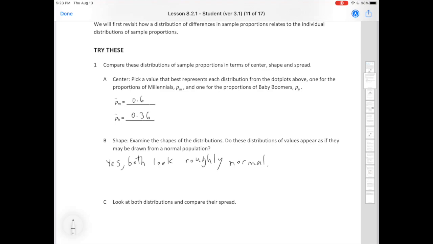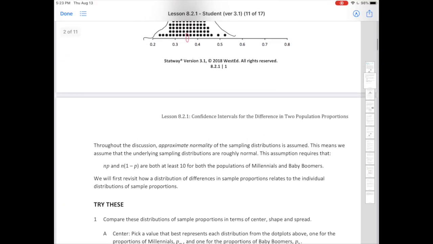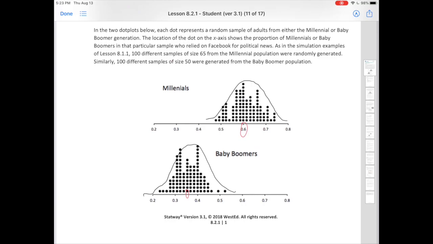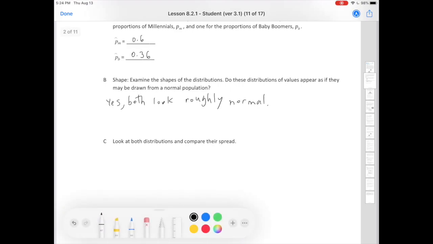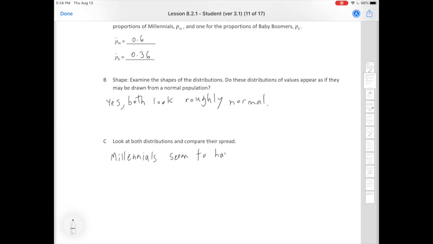And now let's compare their spread. It says let's look at both distributions and compare their spread. So what do we think? Does this look about the same? I would say that the millennials look a little more spread out, just because I would say that maybe most stuff lies here. But for millennials, we actually have quite a bit at the edges, so I would say that most stuff lies here. So I do think the millennials are more spread out. So let's just say millennials seem to have a higher spread.